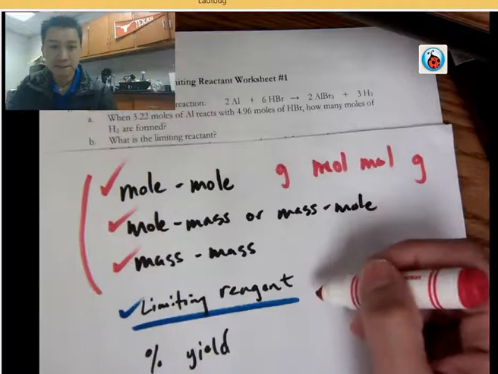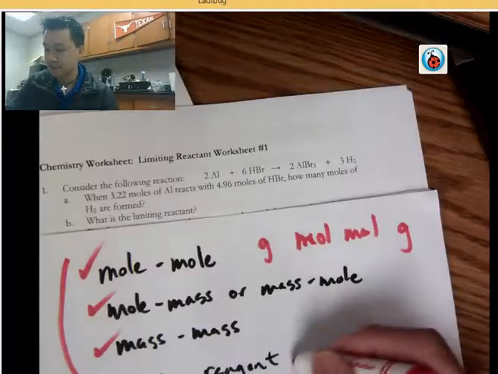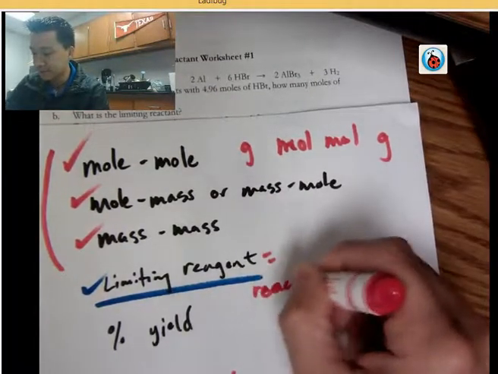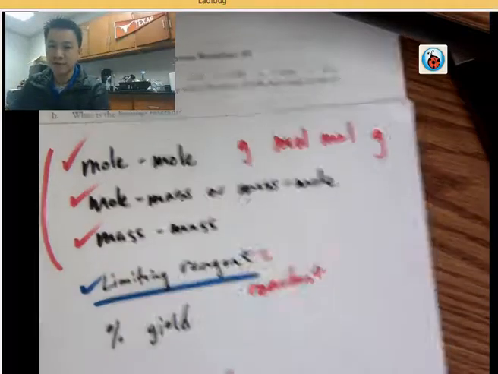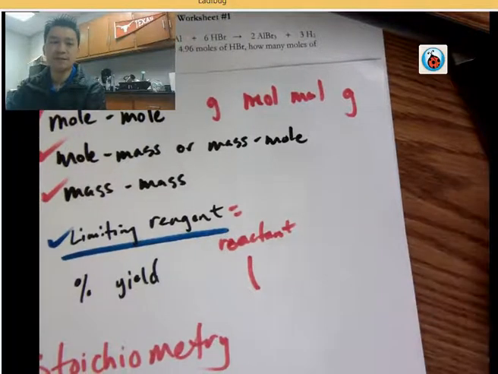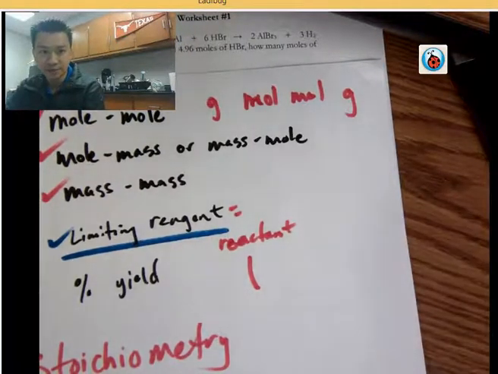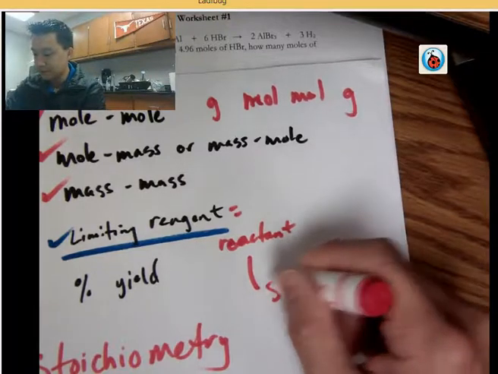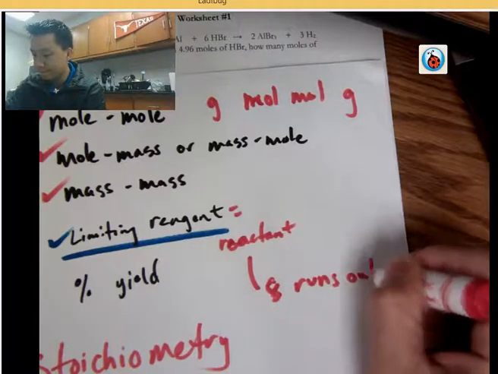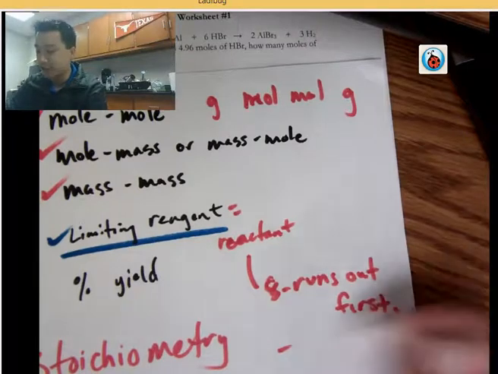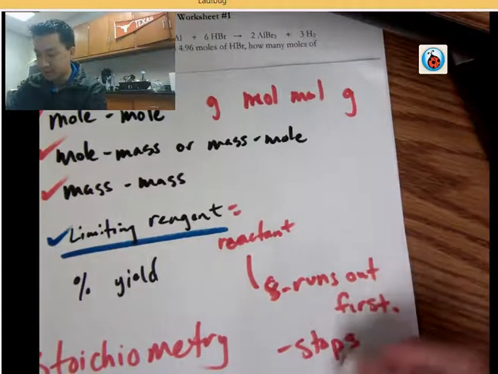Limiting reagent, we mentioned the definition already. Limiting reactant, limiting reagent, the same thing. Okay, a couple definitions. We mentioned a couple definitions already, right? The first one is the ingredient that runs out first, the reactant that runs out first, the substance that runs out first. So just go runs out first. Okay, that's one. Another definition is it stops a reaction from continuing.